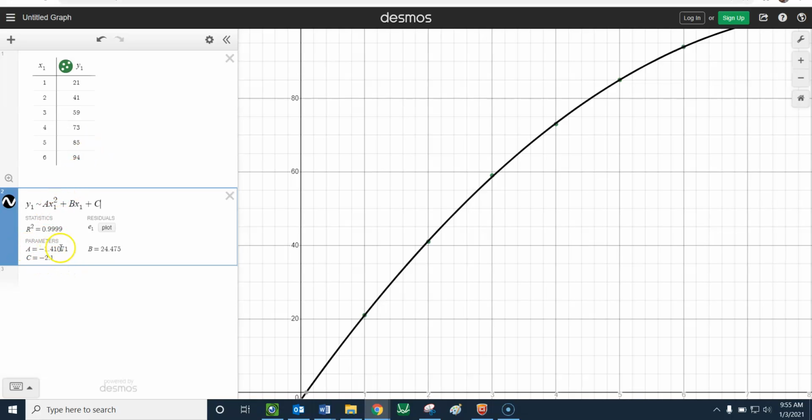We're left with these values, A, B, and C. That's where they go. A is negative 1.41. That would go right there. B, 24.475 right there. And C, negative 2.1 right there. Those three values would go right there for A, B, and C. So let's take a look at it.